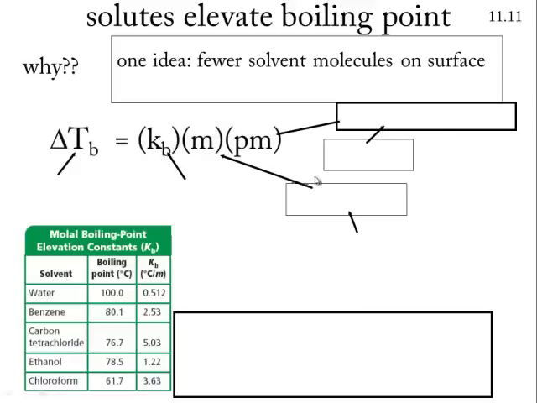And here's what it consists of. This is a funky looking formula, so we've got to evaluate each part. I'll say it out loud. Delta T sub B equals K sub B times m times PM. But let's think about what each one means.